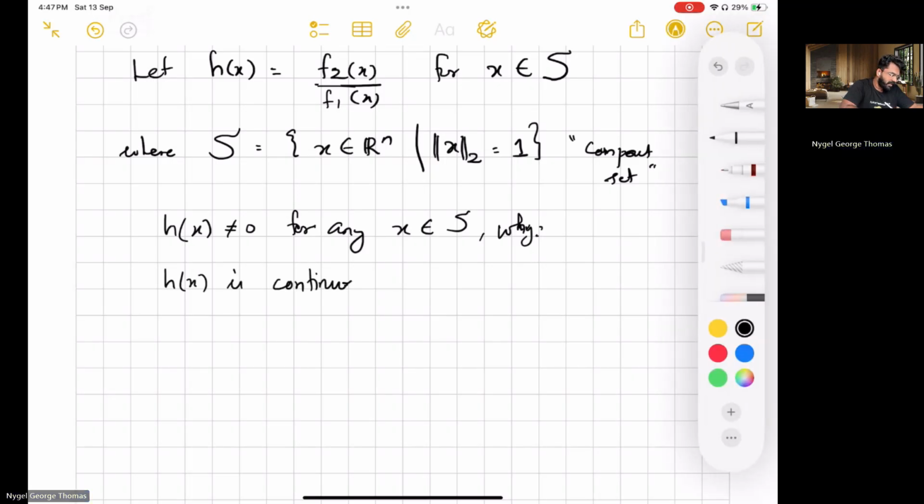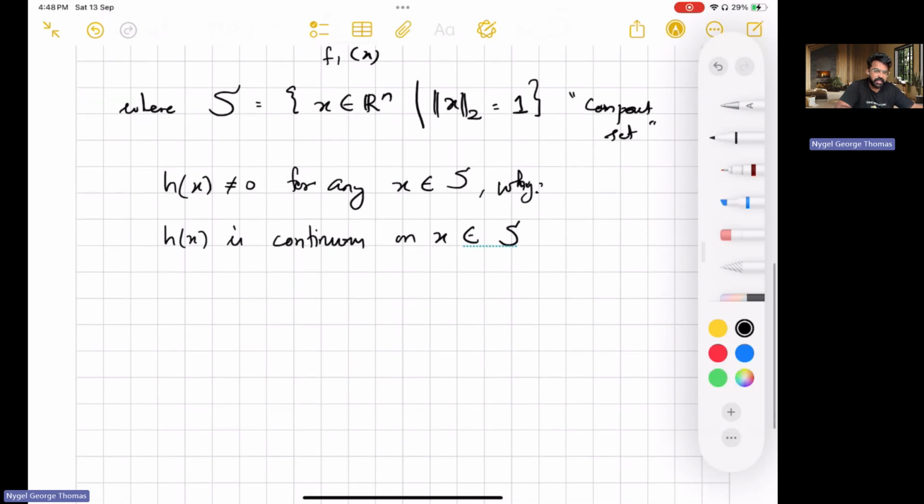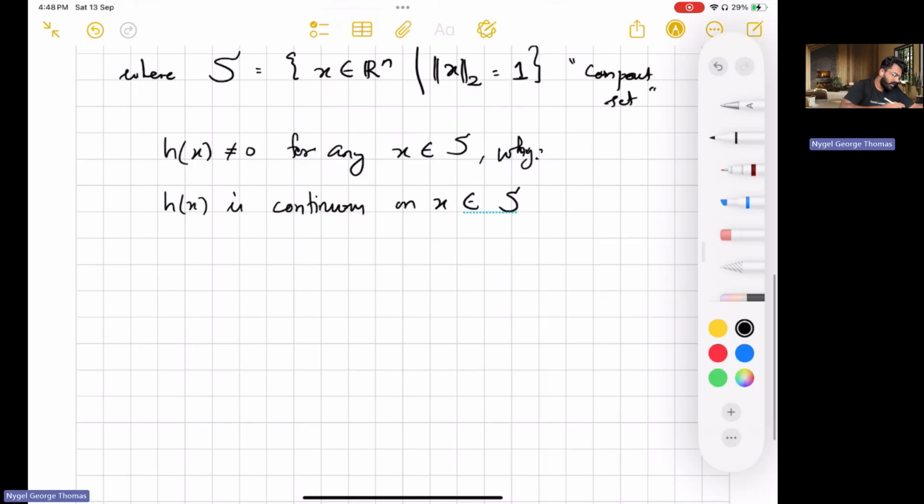And also h of x is continuous for x belonging to S. This is because f1 of x is continuous, f2 of x is continuous, and the ratio of f2 of x by f1 of x will be a continuous function. So here we use something known as the Weierstrass theorem, which is a result from real analysis.